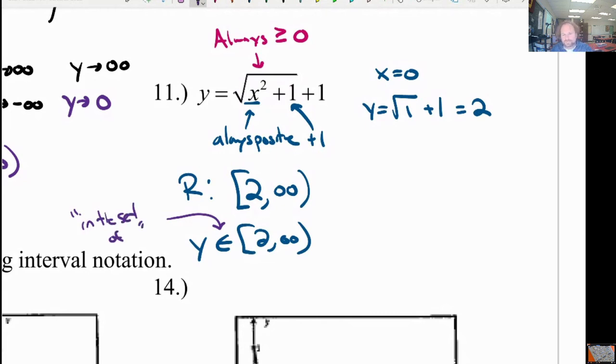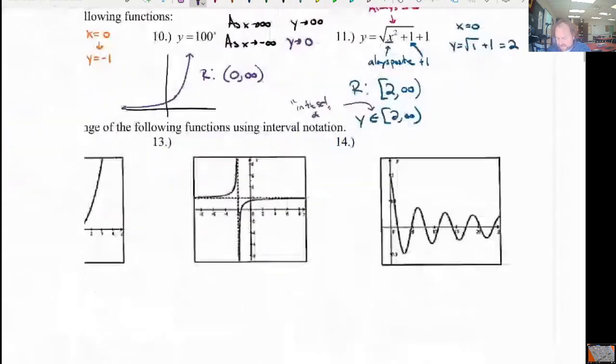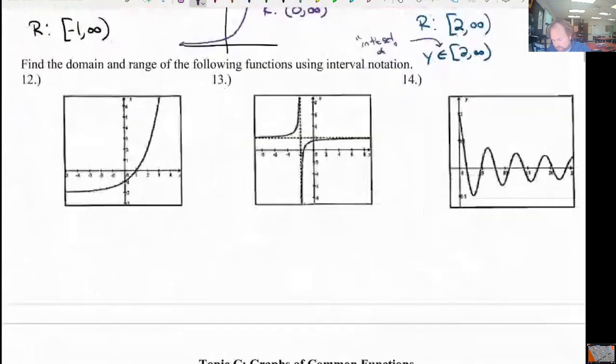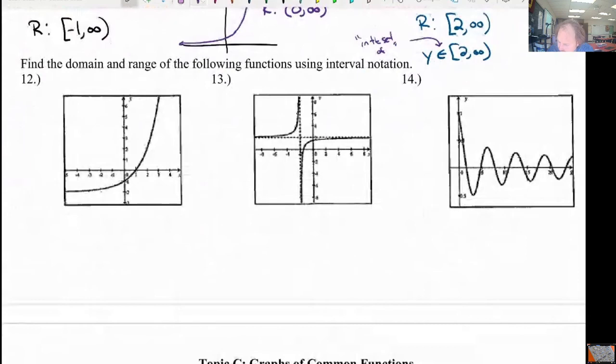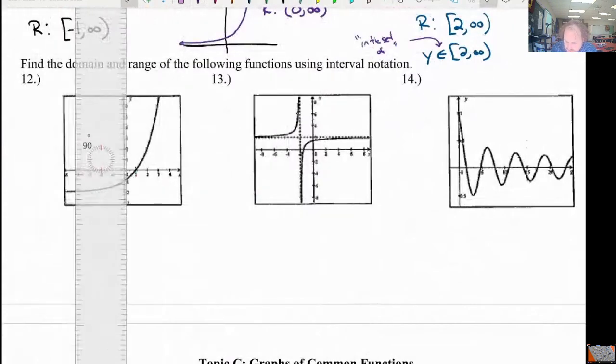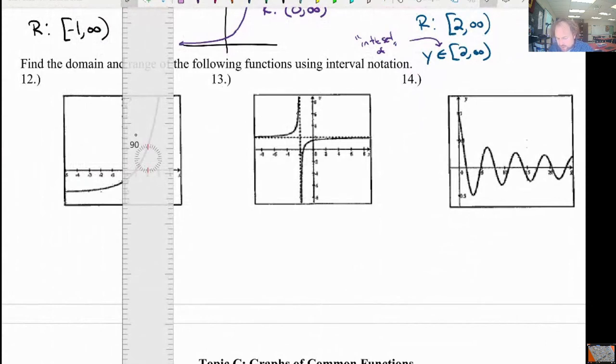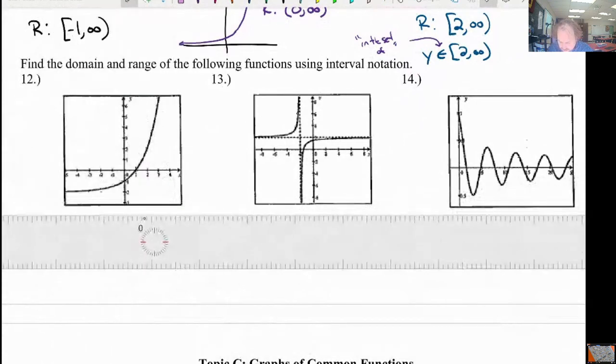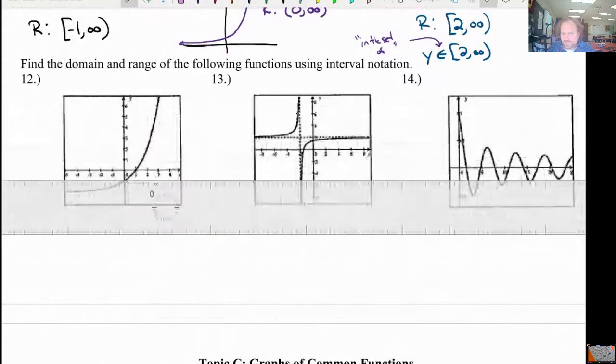Pretty cool. Okay, let's look at some graphs. These are usually the easiest ones to look at. The graphs make these problems trivial, in my opinion. But again, what you want to do is do Terminator vision. You want to scan the graph from left to right for domain, and then go from bottom to top for range and see what you're going to touch with this thing.